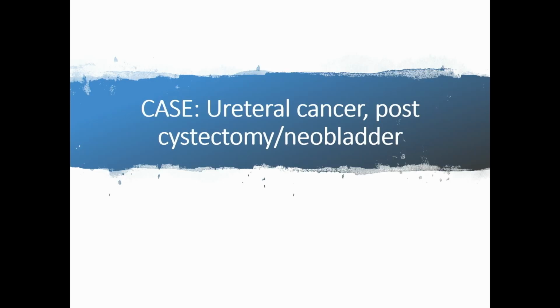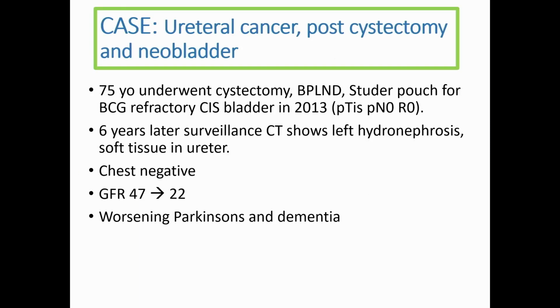Very good. Okay. So this case, we're going to talk about a post-cystectomy ureteral cancer. A 75-year-old who had undergone cystectomy and node dissection with a Studer pouch for a BCG refractory CIS many years prior. Six years later, on surveillance imaging, there's left hydronephrosis. There's soft tissue in the left ureter. There's no evidence of metastatic disease. GFR had dropped from 47 to 22. The patient does have some significant comorbidities, has Parkinson's and dementia, and the spouse is a major caretaker.